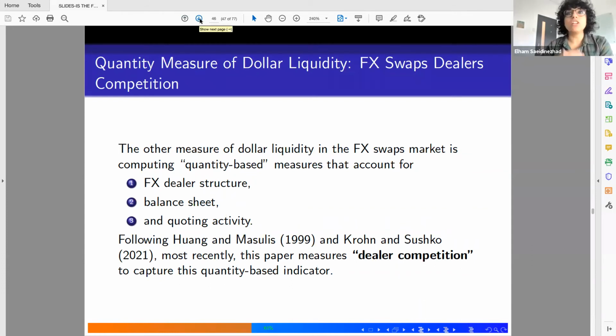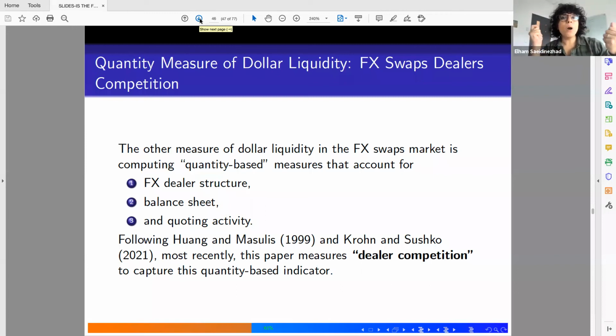So the last measure of understanding dollar funding through FX swap is through this. It's a quantity measure rather than a price measure. The quantity measure is basically trying to capture the competition in this market, especially the competition amongst FX dealers.